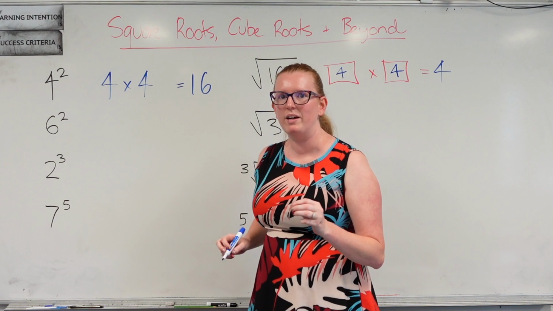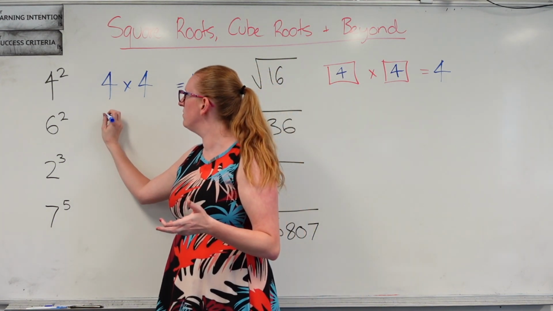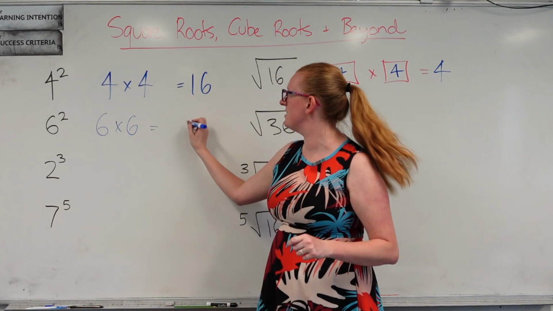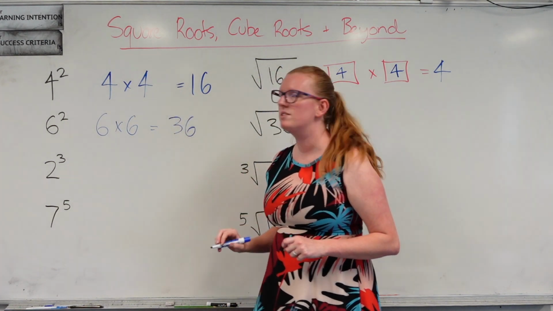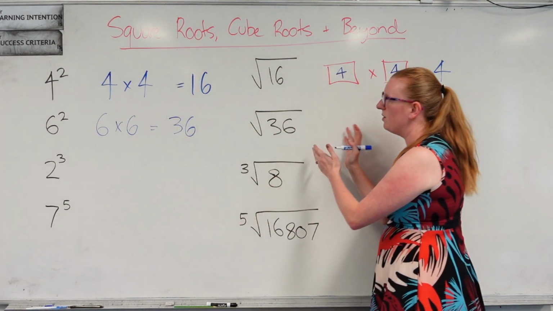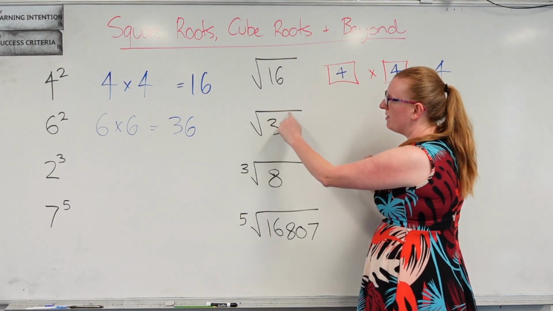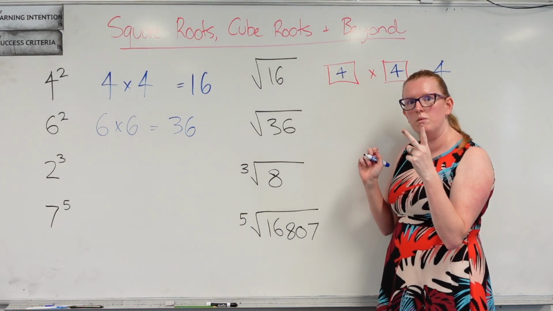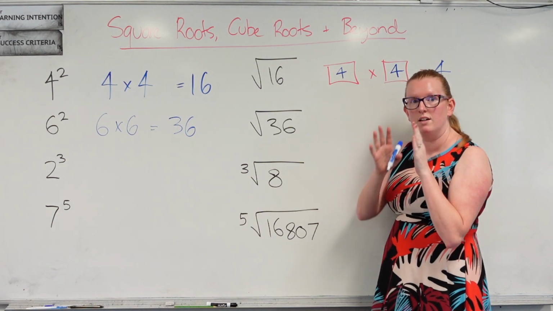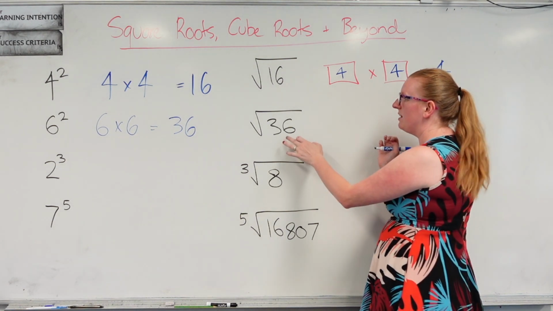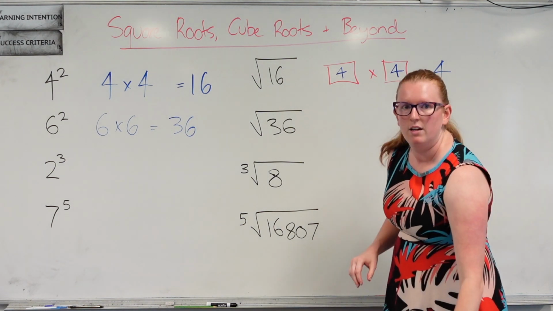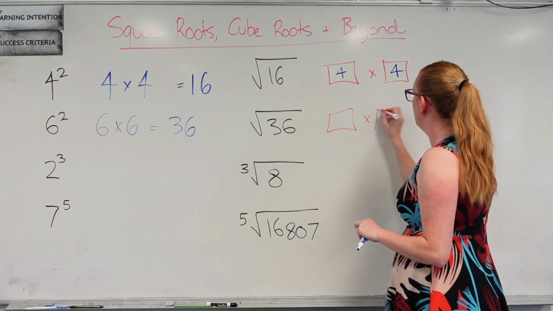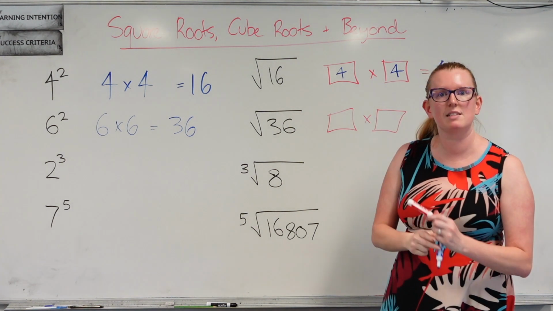So we've got 6 squared. If I was to write that in expanded form, it would be 6 times 6, which is equal to 36. Awesome. Now, if I was given a question that says the square root of 36, it means I'm looking for two numbers that have been multiplied together, but those numbers are the same, and they equal 36. So it's saying what number times by itself equals 36?